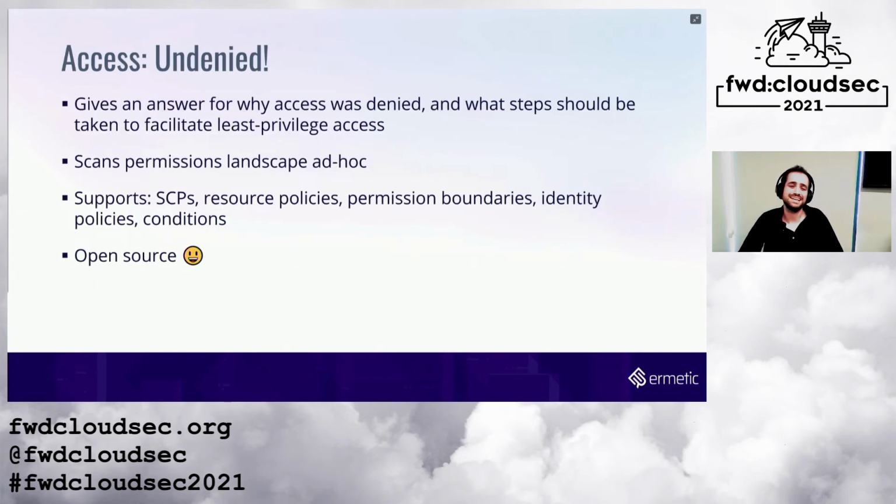Okay, so now to what we're presenting. Access Undenied is the tool that we're launching. What it does is gives an answer to why access was denied and what steps should be taken to facilitate least privilege access. So we try to give a full, complete, detailed answer to that. The tool does that by scanning the permissions landscape ad hoc, and it supports the things listed here: SCPs, resource policies, permission boundaries, identity policies, conditions, and we are open sourcing it. Should be in the next few weeks, as soon as it's really, really ready.